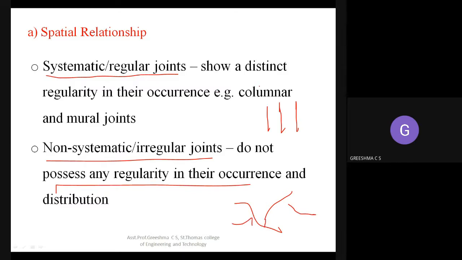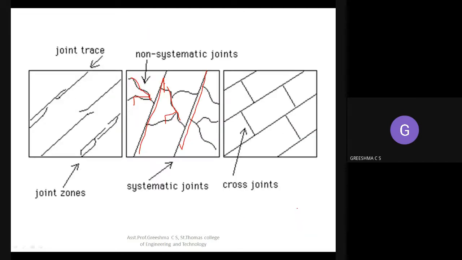Systematic will be like a very good pattern. It will show a very good distinct pattern, like columns or mural joints, etc. Non-systematic means it will be irregular, having an irregular pattern. That is systematic joints and non-systematic joints. Systematic joints are also called regular joints. Non-systematic joints are also called irregular joints.